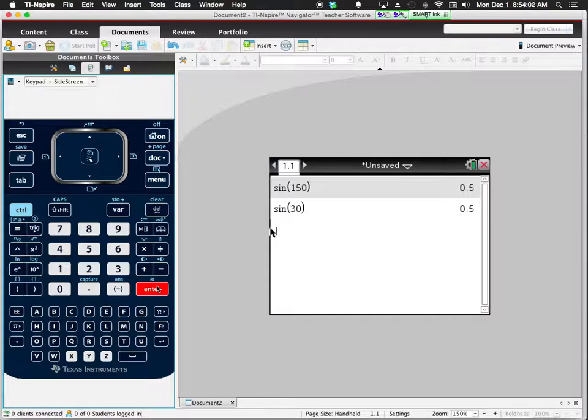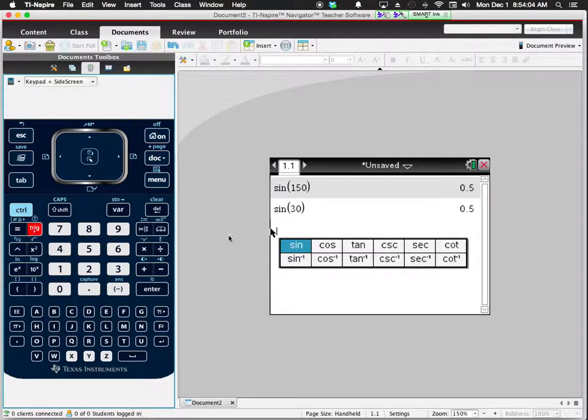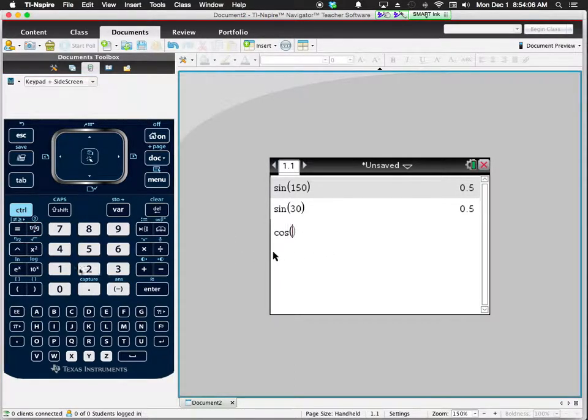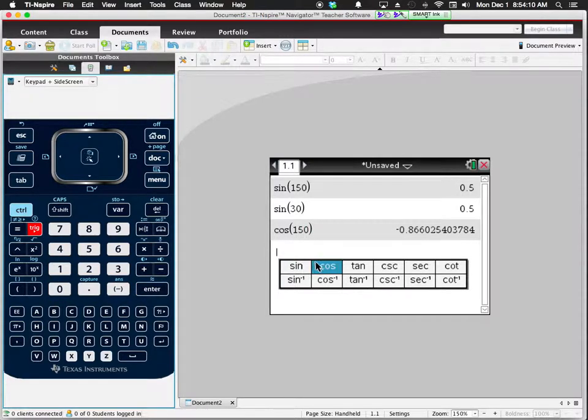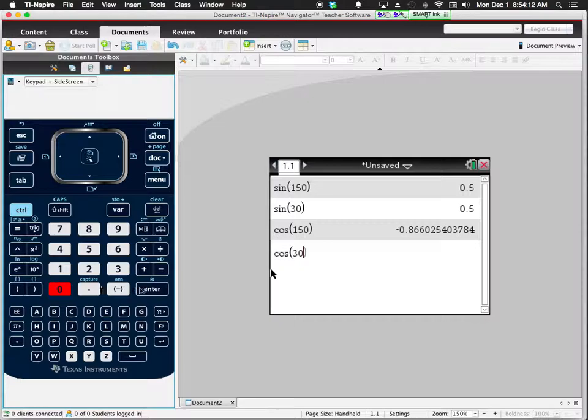Okay. Let's do the same thing with cosine. Cosine is going to be slightly different. So cosine of 150 and cosine of 30. Okay, what do you notice there? Exact opposite. It gives me the same number, but the original one is negative. So, what's true about the reference angle, or what's the usefulness of a reference angle?